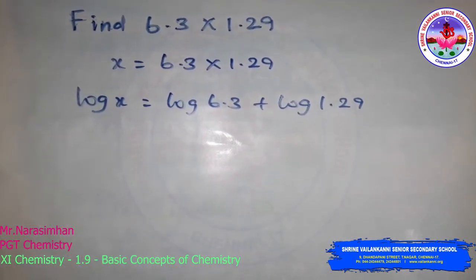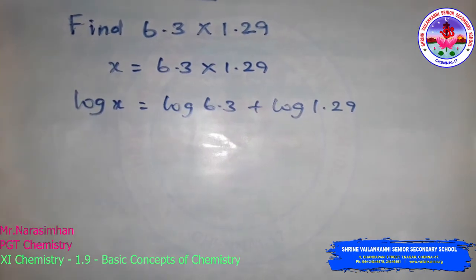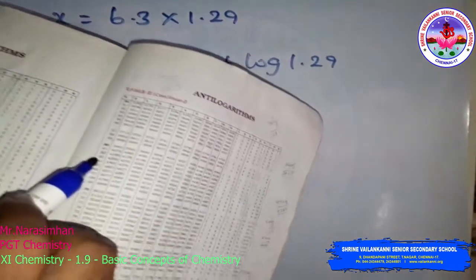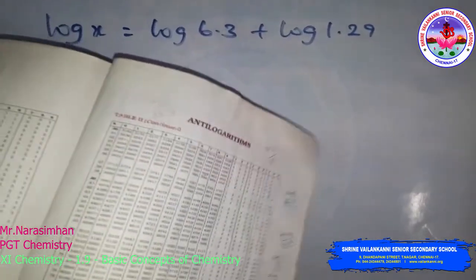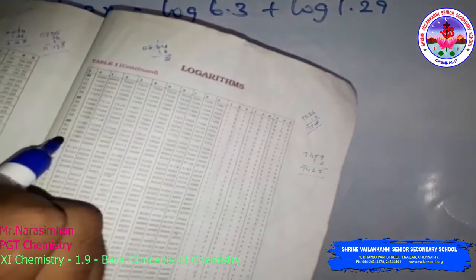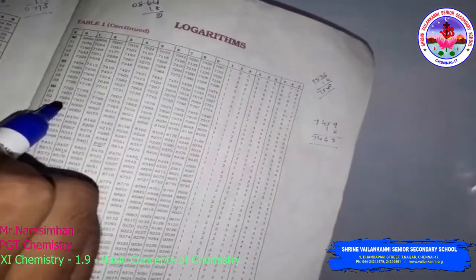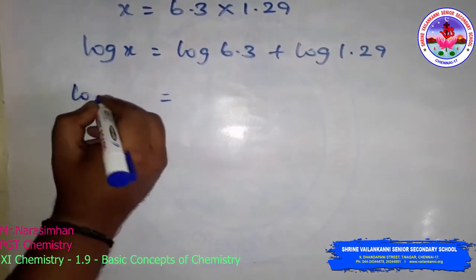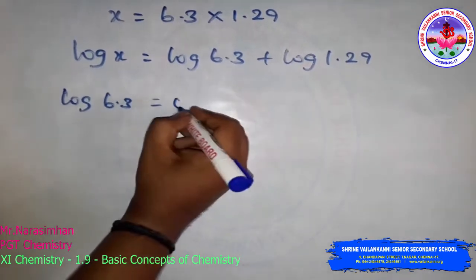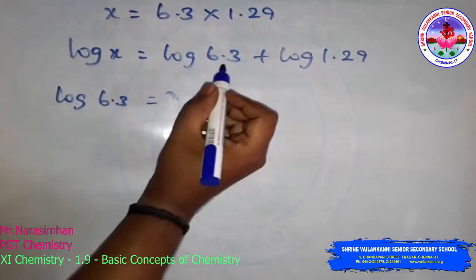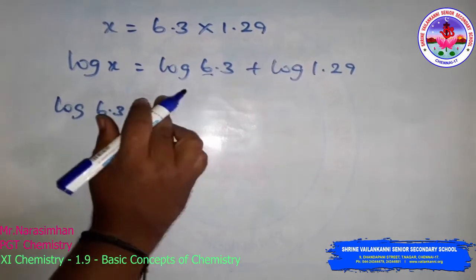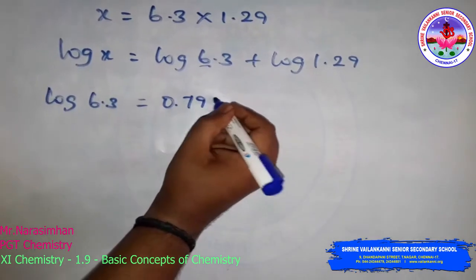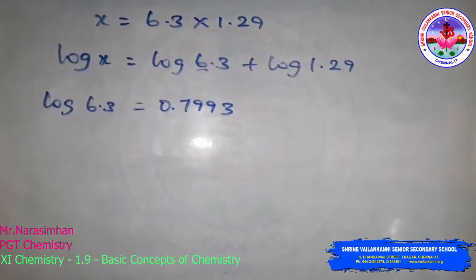For log 6.3 you have to look at 63 and 0 in the log table. So 63 is here, and the value for 0 is 7993. For log of 63, you have to write the characteristic first. Before the point there is only one digit, so minus one gives 0. So the characteristic will be 0. So it is 0.7993. This is the log value.